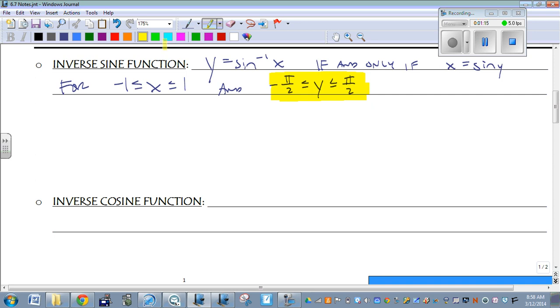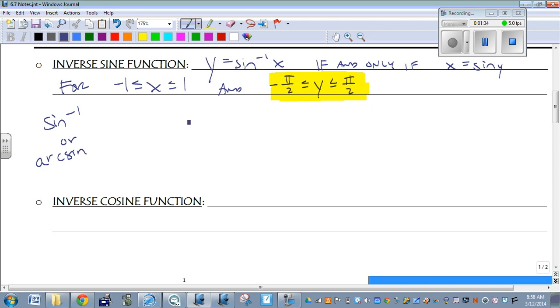So we have the notation inverse sine where we have sine to the negative 1, or sometimes we can see it written as arc sine. Those are the same things, right? Inverse sine, arc sine are equivalent.